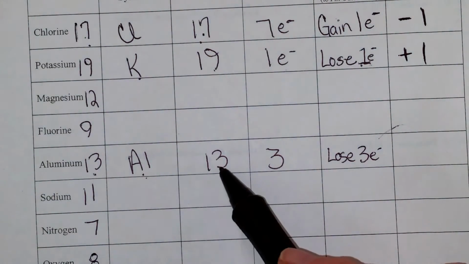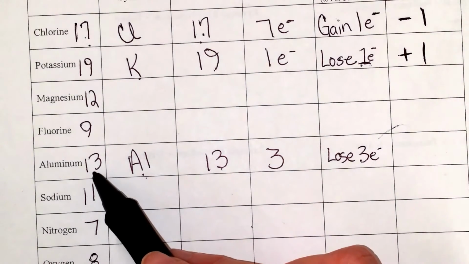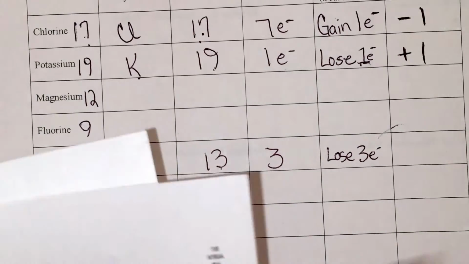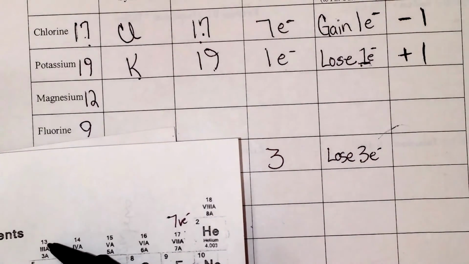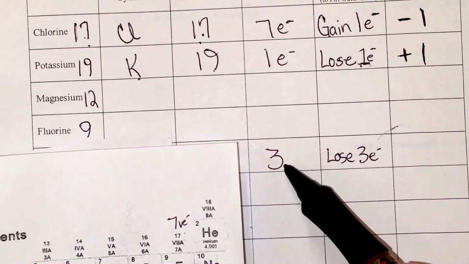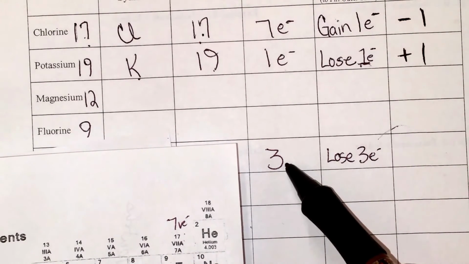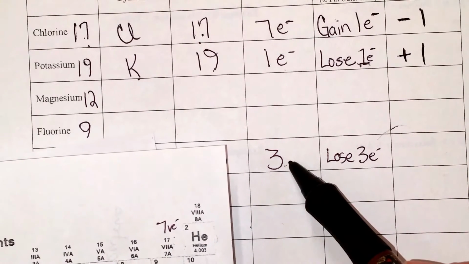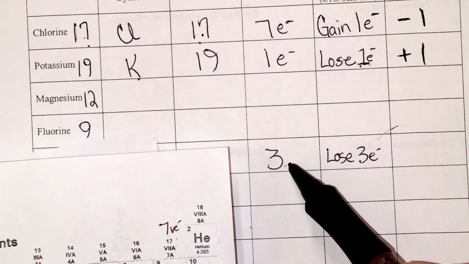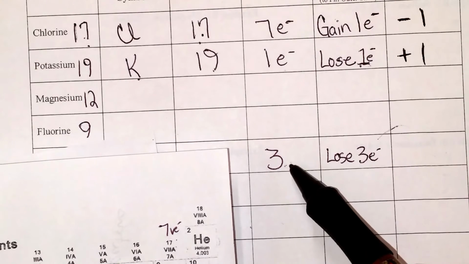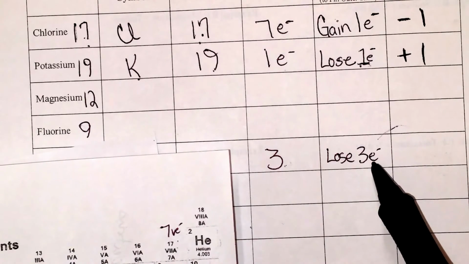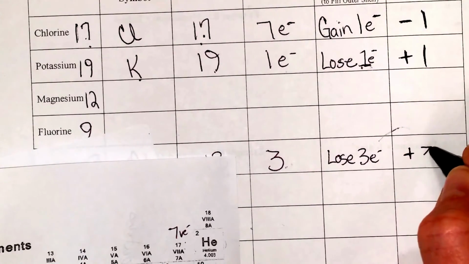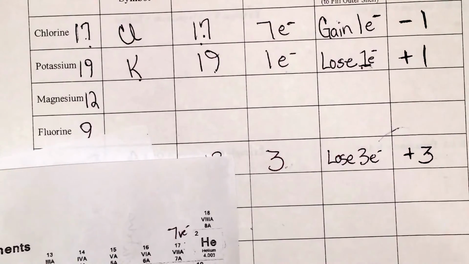Aluminum, Al, total number of electrons, the same as our atomic number, or protons, 13. The number of valence electrons, aluminum is in group 13, or 3A, so it will have 3 valence electrons. So it will be much easier to lose these 3 electrons than it would to gain 5. Remember, our goal here is to get to 8. So if we lose those 3 negatives, that means we are going to have a charge or oxidation number of +3.